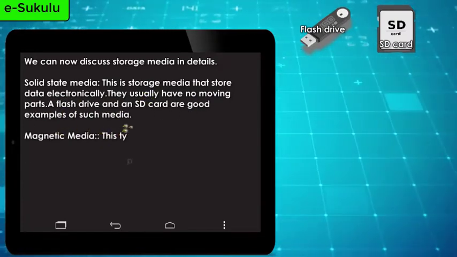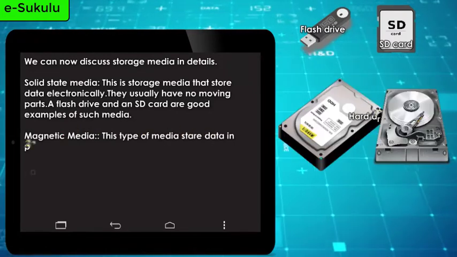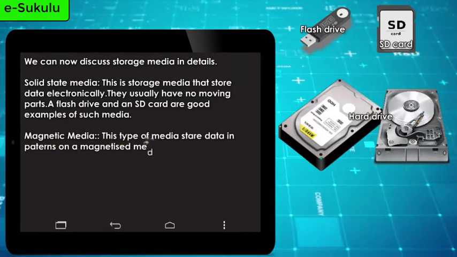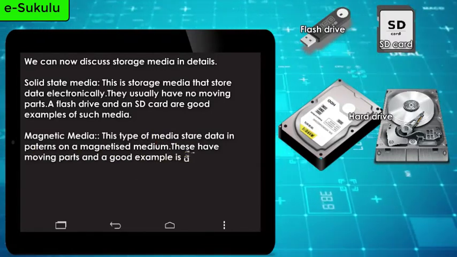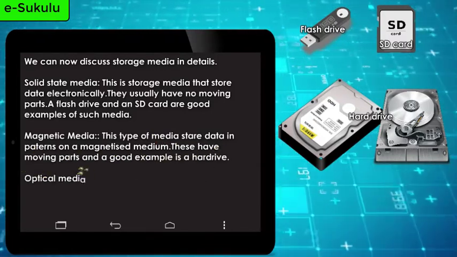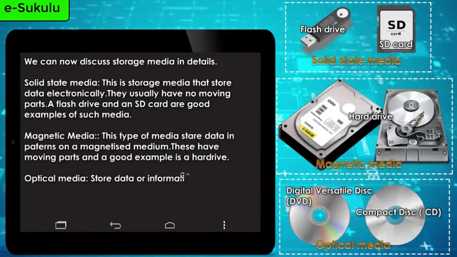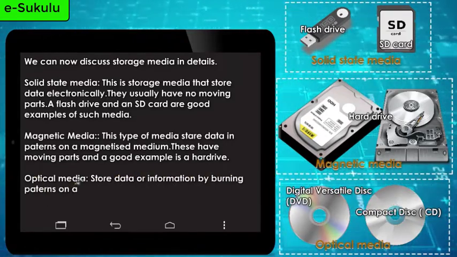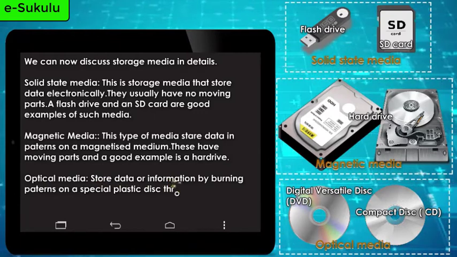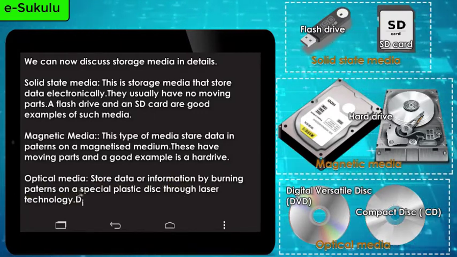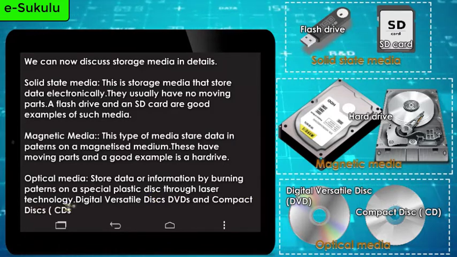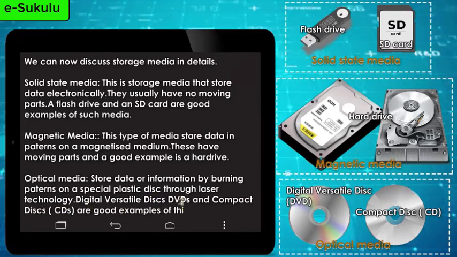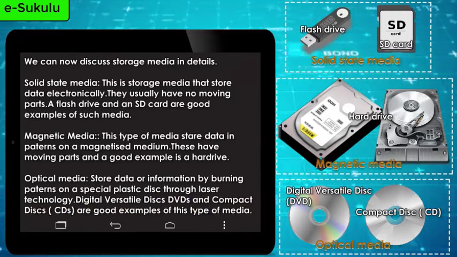Magnetic media. This type of media store data in patterns on a magnetized medium. These have moving parts, and a good example is a hard drive. Optical media. Store data or information by burning patterns on a special plastic disc through laser technology. Digital versatile discs, DVDs, and compact discs, CDs, are good examples of this type of media.